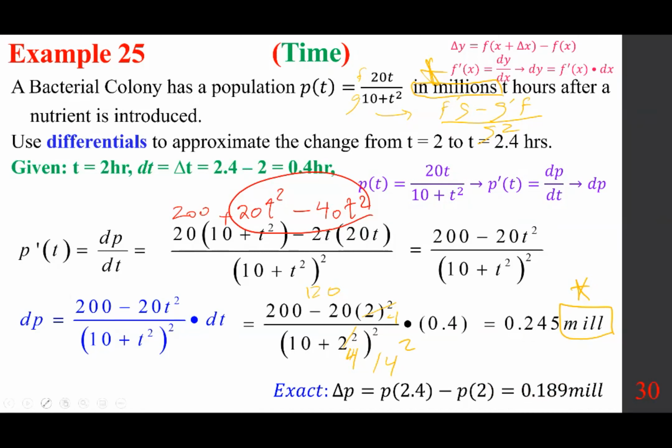By the way, everybody knows this means 245,000 and this means 189,000. The reason, again, as I've explained before, is that there is some sort of a discrepancy, and there should be, by the way. It's pretty large because 0.4 compared to 2 is fairly large.